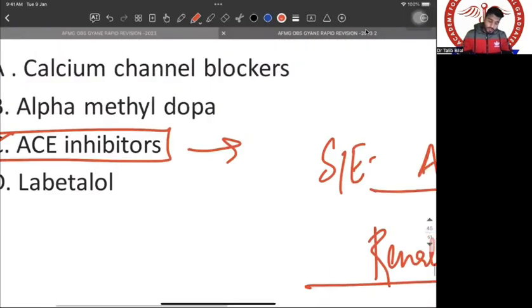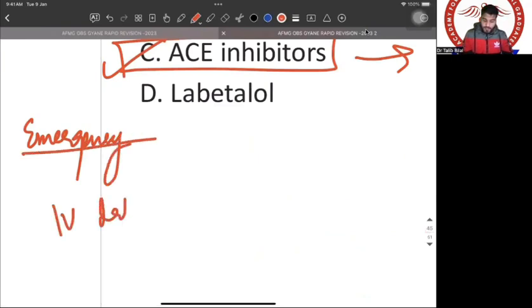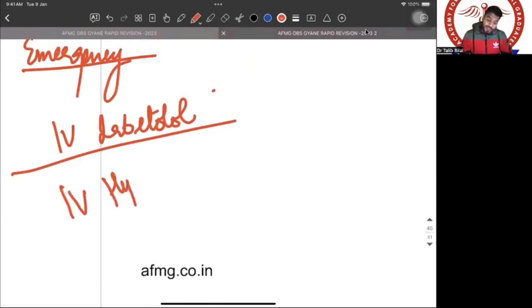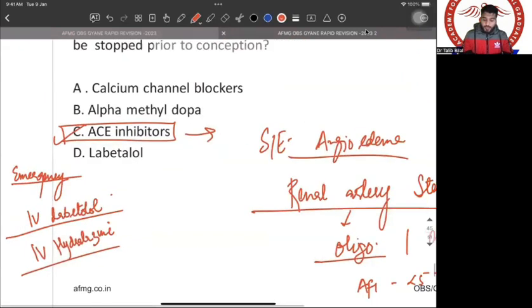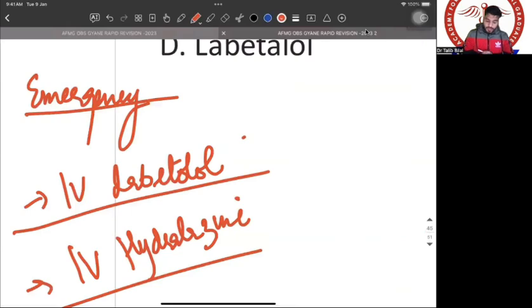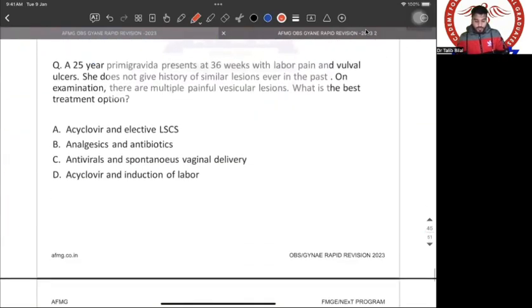The drug of choice, if there is an emergency, अगर emergency में increased blood pressure in pregnancy, you give IV labetalol. My dear students, if IV labetalol is not mentioned, then mark IV hydralazine. That is for the emergency. But in case of oral drugs, first you will mark labetalol. If not, then alpha methyldopa. But in an emergency, IV labetalol, and then the backup is IV hydralazine. So that was all about this question. Let's move to the next question, guys.